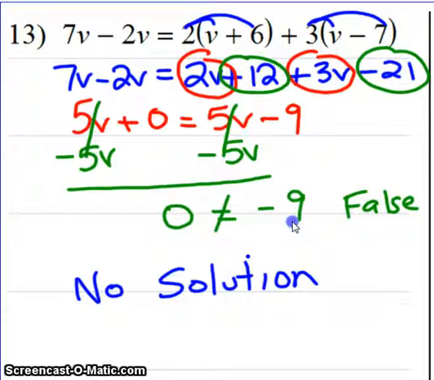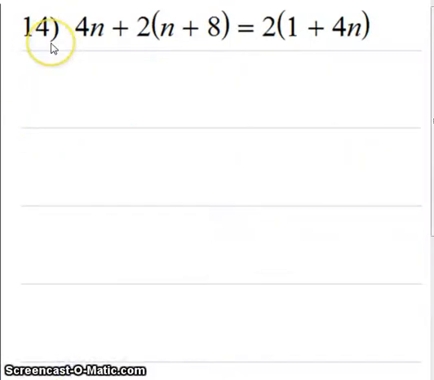So two special cases when our variables cancel out. If we have a true statement and our variables cancel out, like the previous example, we write all real numbers. If we are left with a false statement when our variables cancel out, we write no solution. Okay, I know I said the last slide was our last example, but I'm going to go ahead and do this one just to kind of show you.